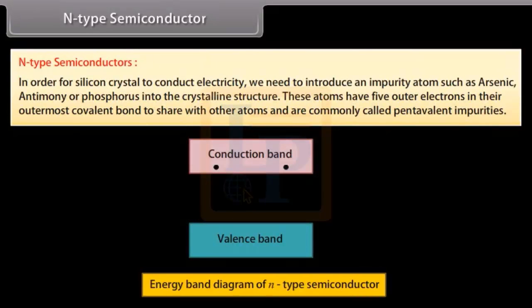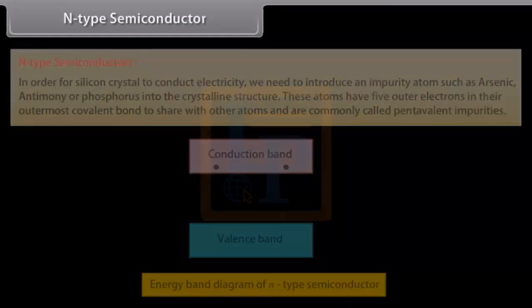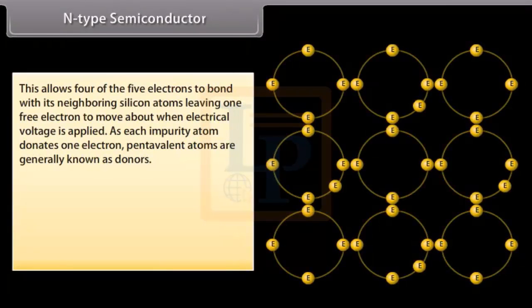N-type semiconductors. In order for a silicon crystal to conduct electricity, we need to introduce an impurity atom such as arsenic, antimony or phosphorus into the crystalline structure. These atoms have 5 outer electrons in their outermost shell to share with other atoms and are commonly called pentavalent impurities. This allows 4 of the 5 electrons to bond with neighboring silicon atoms, leaving 1 free electron to move about when electrical voltage is applied.